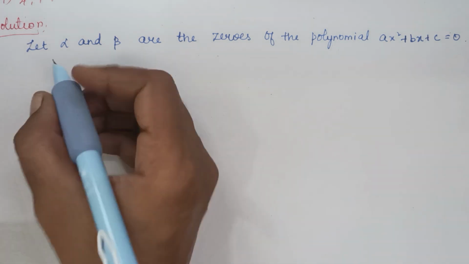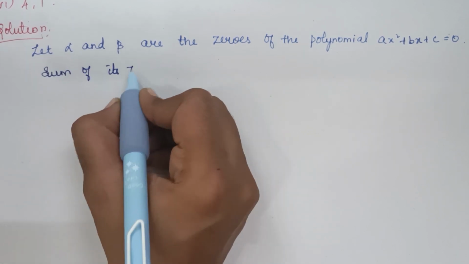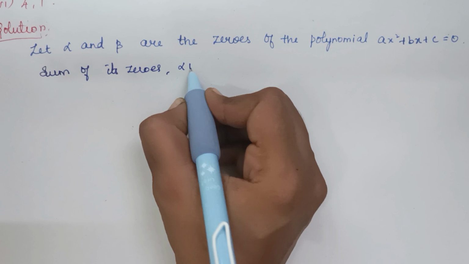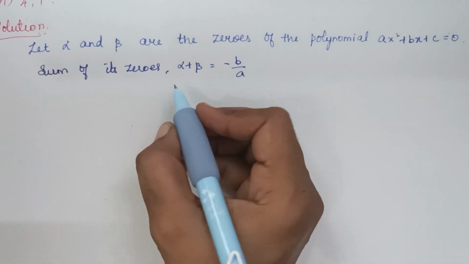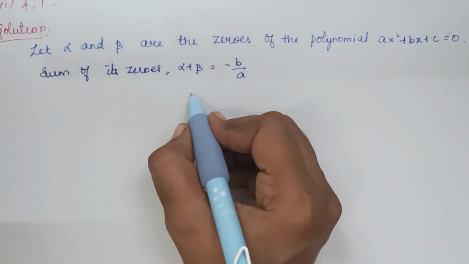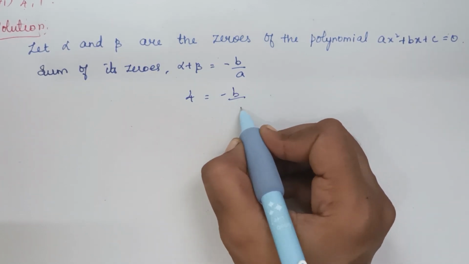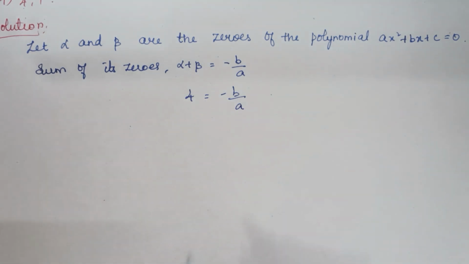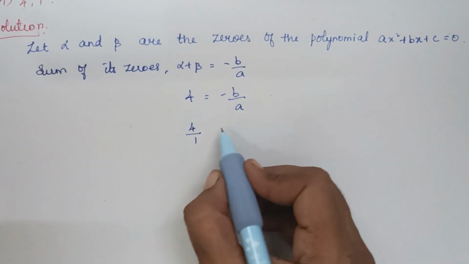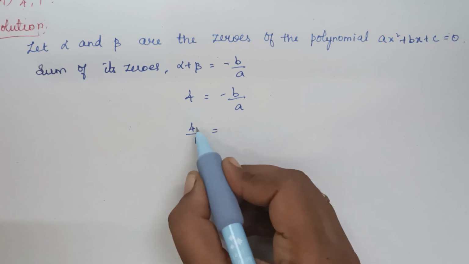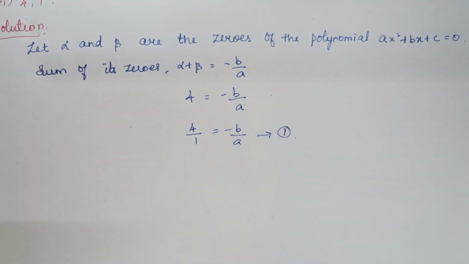Okay. So the sum of its zeros, that is alpha plus beta, is equal to minus b by a. Okay. So we know the value of alpha plus beta is 4, equal to minus b by a. If nothing is mentioned in the denominator, we can consider 1 as the denominator. So 4 by 1 is equal to minus b by a. Let me take this as equation 1.